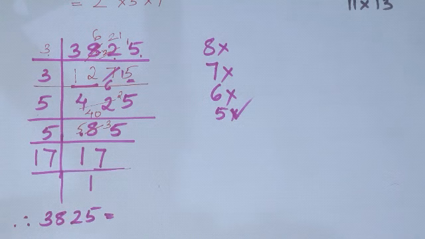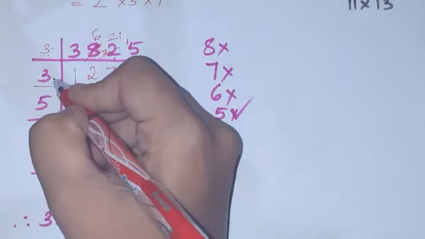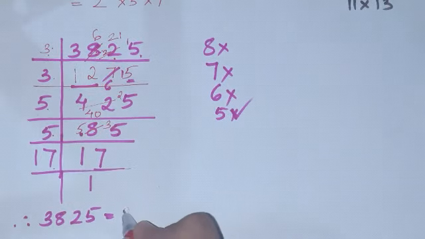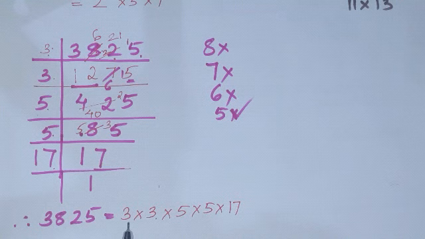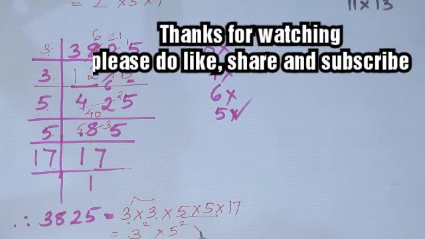3825 is equal to 3 × 3 × 5 × 5 × 17. Okay, but as I said, if two numbers are repeating we can write it only once instead of writing it twice, and we can give it a square. So here we have 2 3s, so I'm going to write it as 3 square. Again we have 2 5s, so I'm going to write it as 5 square, and 17 is 1.